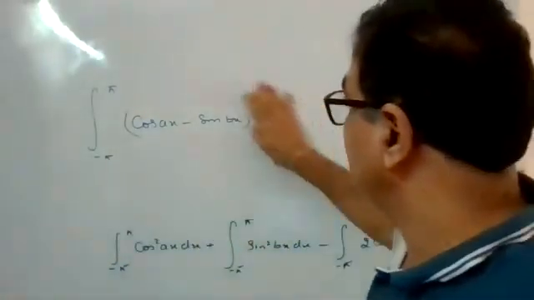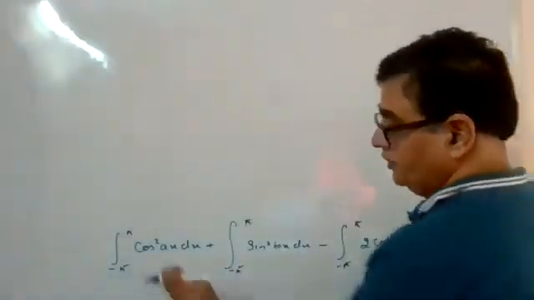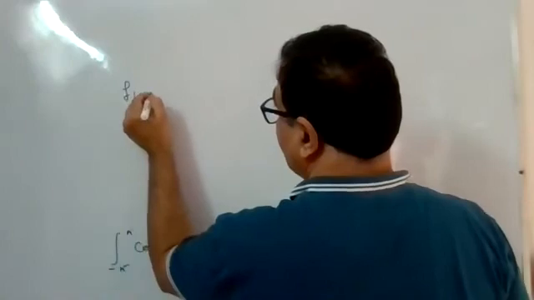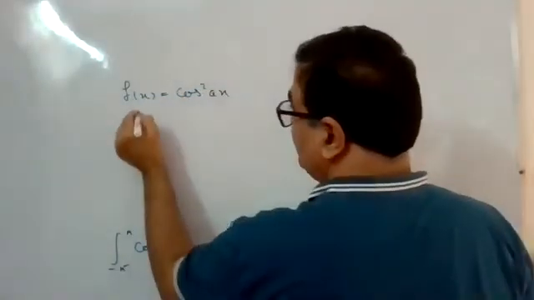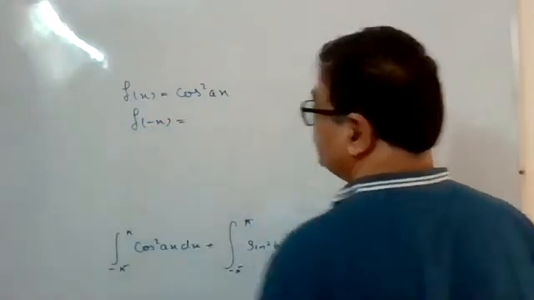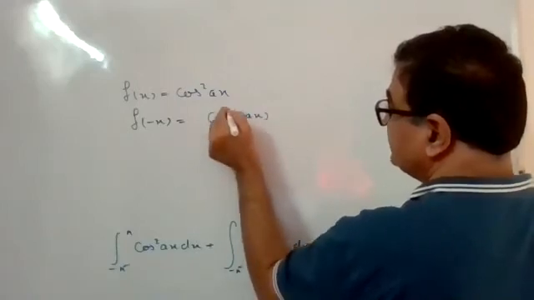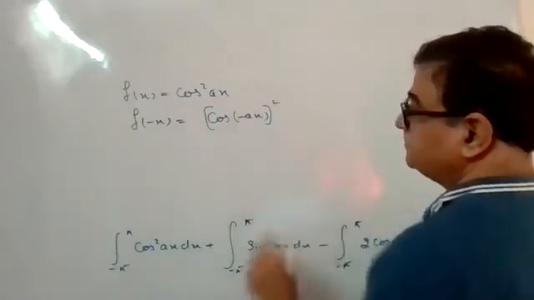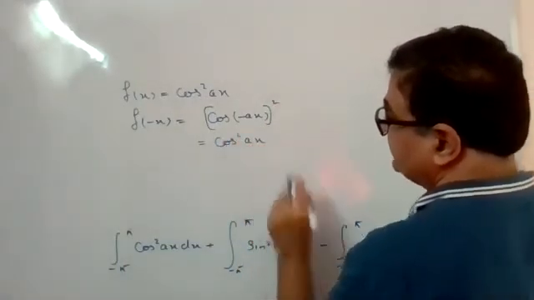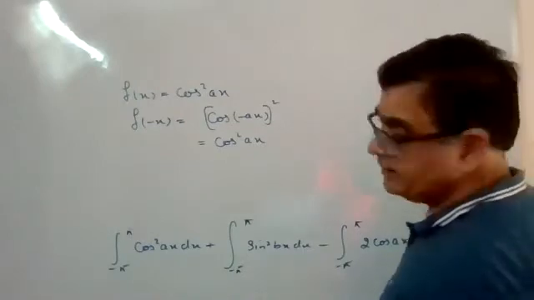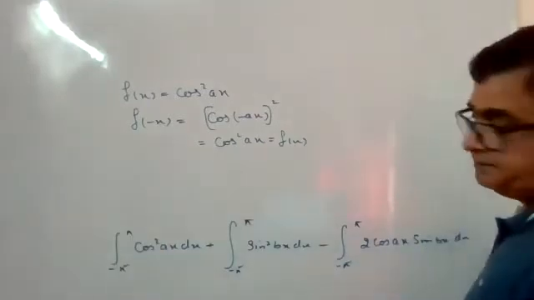What we'll do? One by one, I'm taking all the three functions and deciding which one is even, which one is odd. First function is f x is cos square ax. When you have f of minus x, what should I write? Cos of minus ax and then whole square. Then this will come out to be cos square ax, because cos of minus theta is cos theta, so it is coming f x. That means this will become twice.